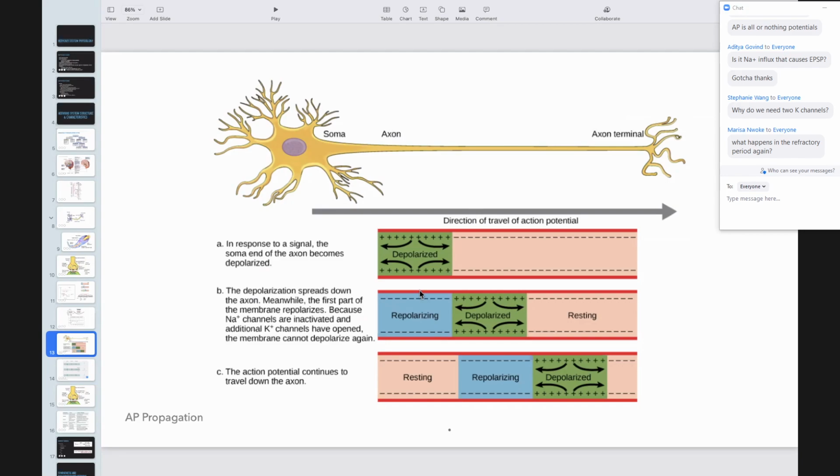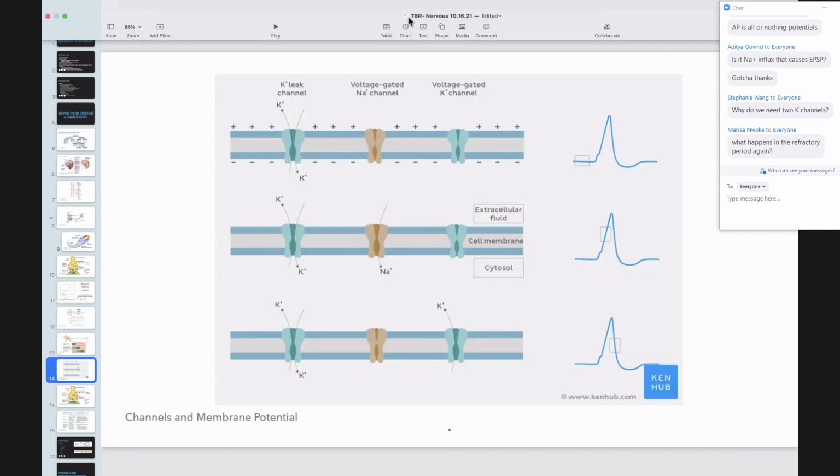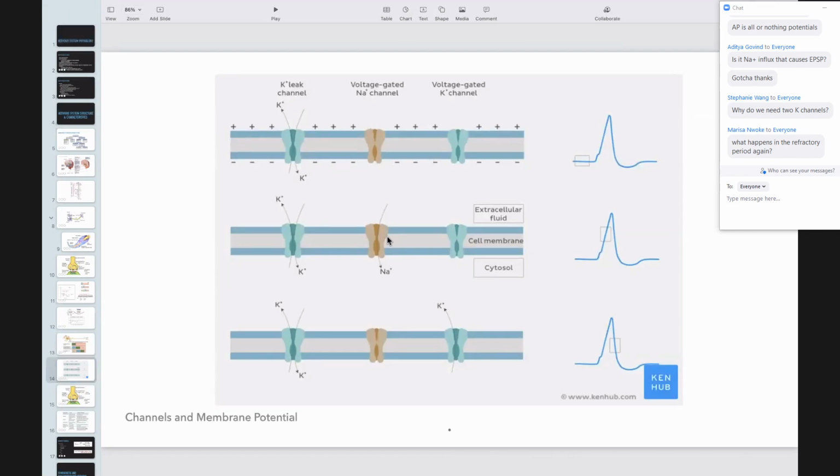Let's see, there's another one. What happens in the refractory period? So the refractory period, it doesn't really show it here, but there is a little appendage that can go in and block this off. And so no sodium ions can even flow through to cause an action potential. This guy closes up and potassium channels are opening up. So potassium channels opening up, this guy is being blocked off.